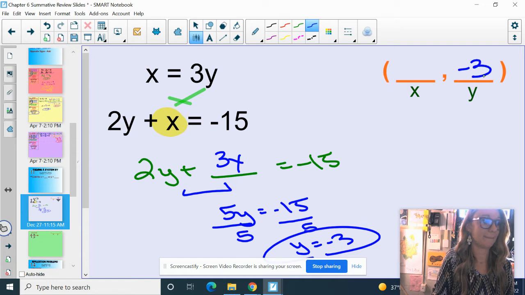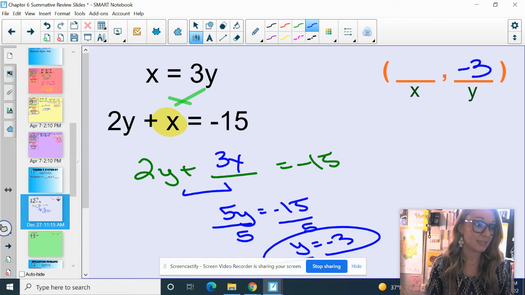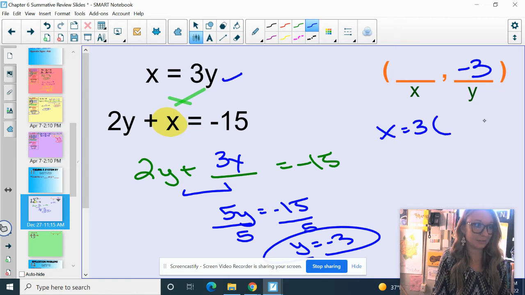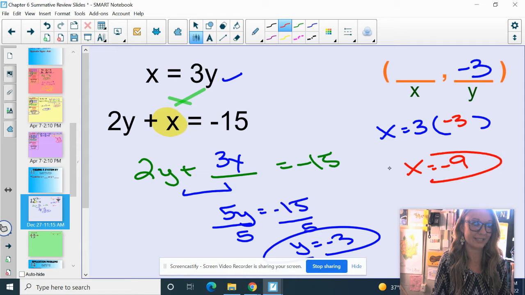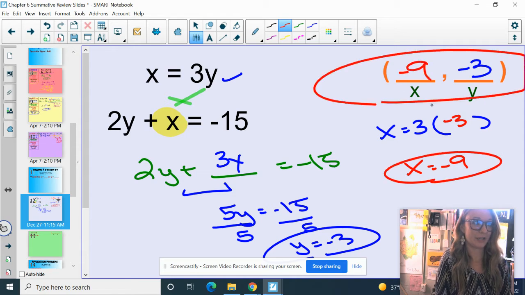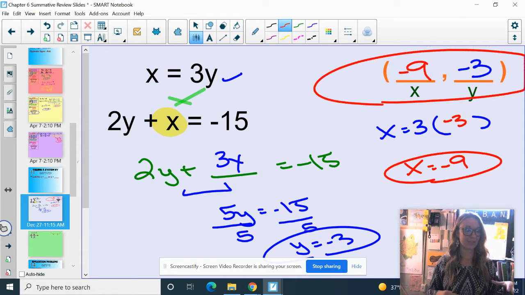So here I am. Now I still have to plug that in to solve for x. Pick whatever equation looks easier. Look at this top one. X is equal to 3y, but guess what? You solve for y. 3 times negative 3 is negative 9. And there you go. Your solution is negative 9, negative 3.